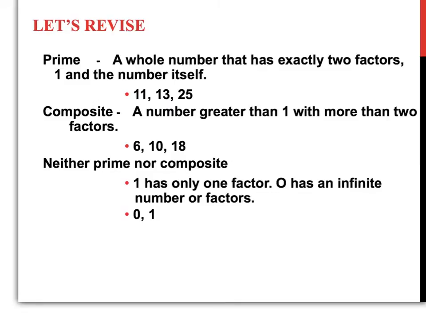Alright, now a composite number is a bit different. It's a number greater than 1 and has more than two factors. So it can have any number of factors, but it just needs to be more than 2. Now, number 1 has only got one factor, so it's actually neither a prime nor a composite number. It doesn't have exactly two factors, it only has one, so therefore it can't be prime. And it's not composite because it doesn't have more than two factors. The same with 0, it doesn't fall into either of those categories, so it is neither prime nor composite.